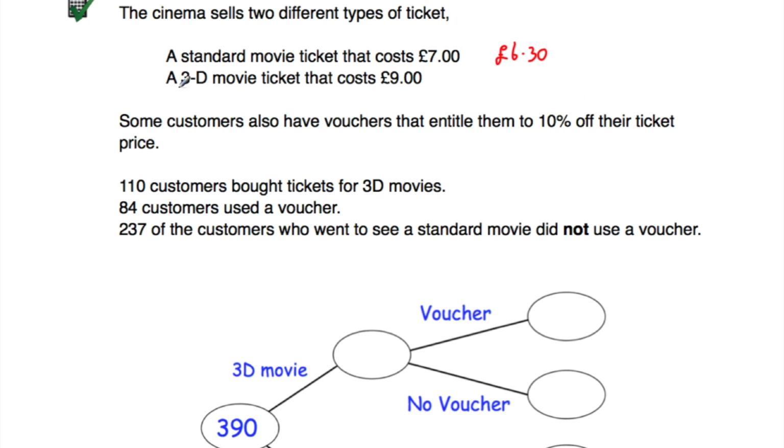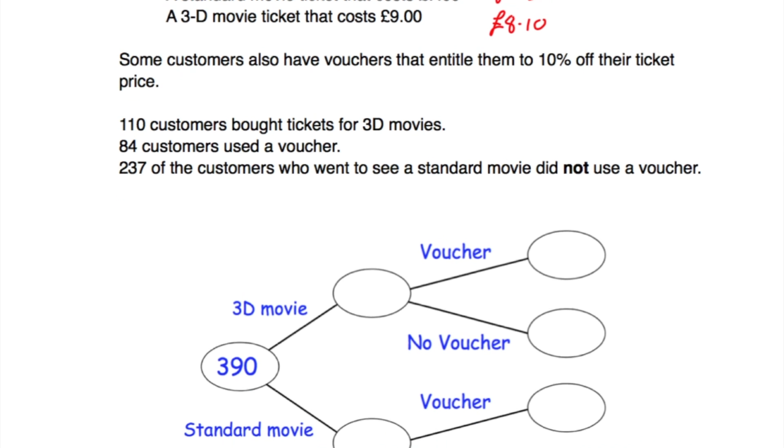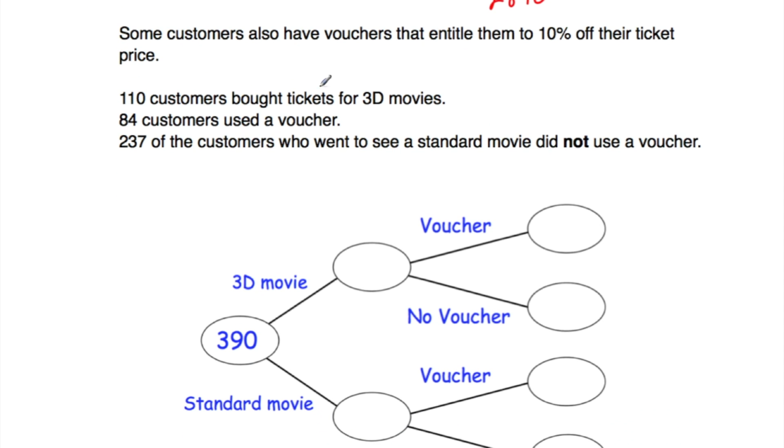And the customers that went to see the 3D movie and had the voucher, well, that's 10% off. 10% of £9 is 90p. And if you take that away, you get £8.10. So they will be the prices if they have the voucher. And then we're told that 110 customers bought tickets for 3D movies. And that means the rest, the 280, must have gone to see standard movies.